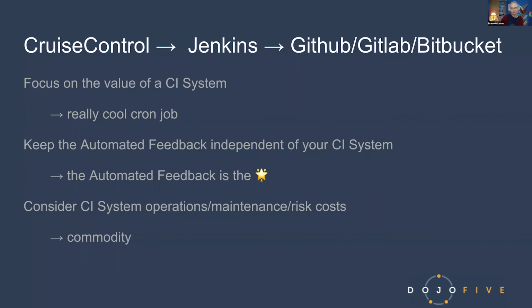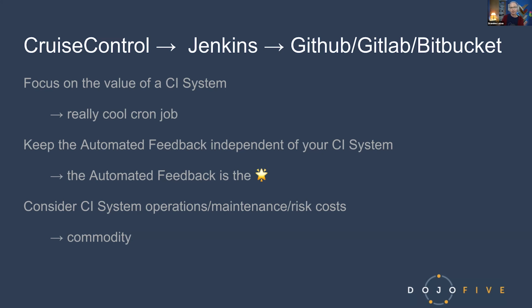So, parting thoughts. Number one, focus on the value of a CI system, that it's a really cool cron job. Don't get too distracted by, like I said, the plugins or all the other things. Make sure that you're getting what you need in terms of running stuff when you want it to run, getting the feedback and the notifications, and storing your reports and artifacts. I mean, it's pretty simple when you think about it like that.